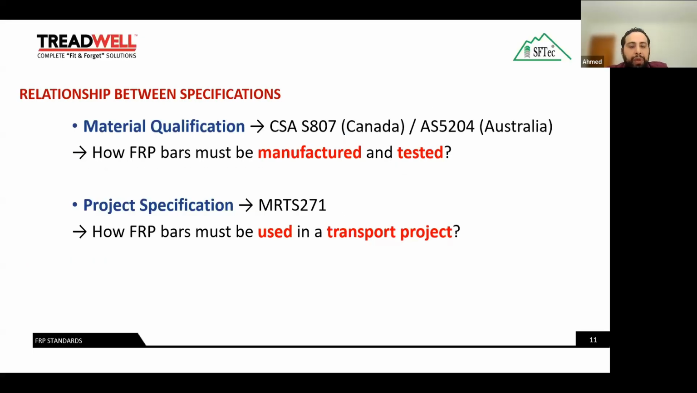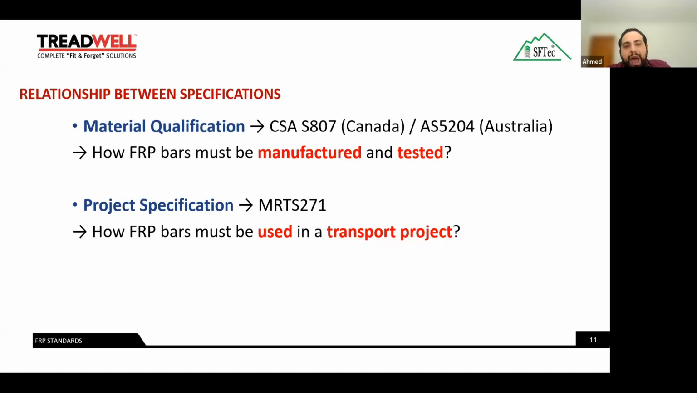We can summarize the relationship between these documents as shown in this slide. Material qualification is governed by CSA S807 in Canada and the same by AS5204 in Australia. These standards define the mechanical properties, durability performance, and testing procedures. And once the material is qualified, MRTS governs how the material can be implemented in infrastructure projects, including installation and inspection requirements. So we have two main questions.